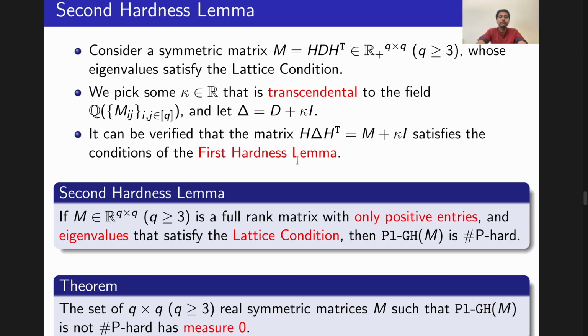And therefore, we have the second hardness lemma over here, which states that if M is a full rank matrix with only positive entries whose eigenvalues satisfy the lattice condition, then planar GH of M is sharply hard. Now this directly allows us to prove our theorem here. We can prove that the set of Q cross Q real symmetric matrices M such that planar GH of M is not sharply hard has measure 0.